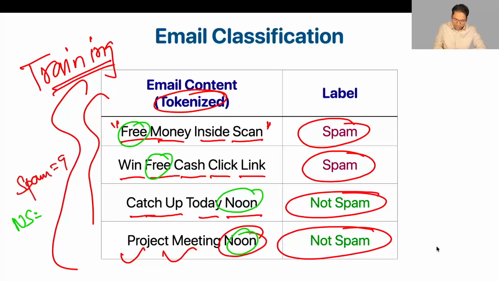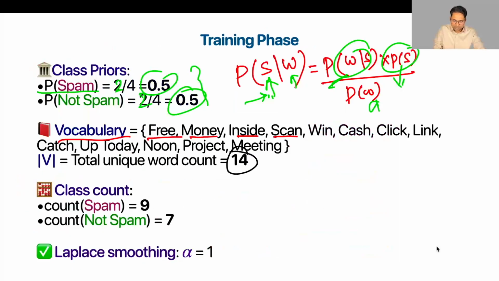1 2 3 4 5 6 7. This is 7. Okay, and this total is 9 plus 7, 16, minus 2 are repeating, so this will be 14. All these unique words are put here. So 9 plus 7 minus 2, since 2 words are repeating, they will be removed. So this is equal to 14 unique words that we have.